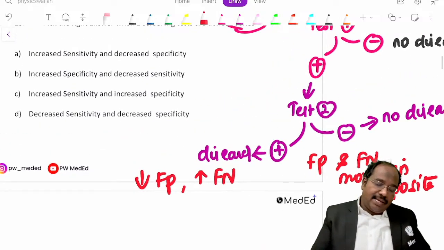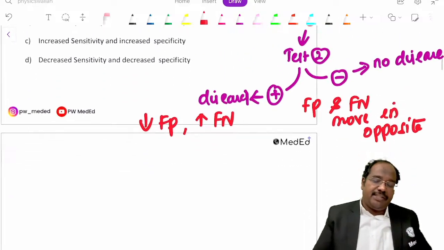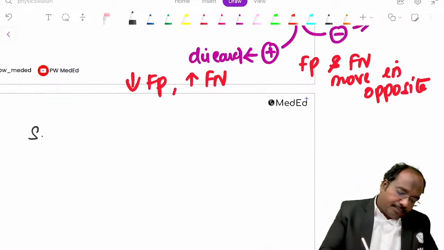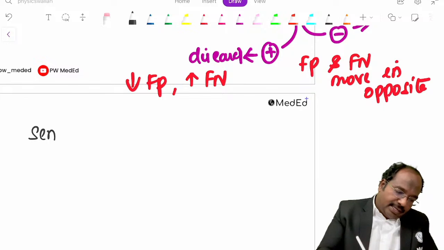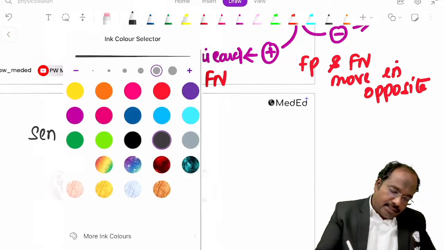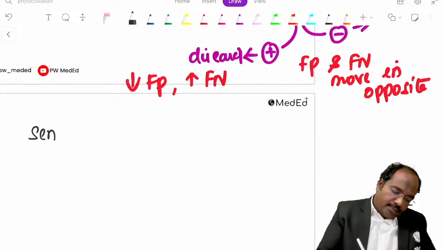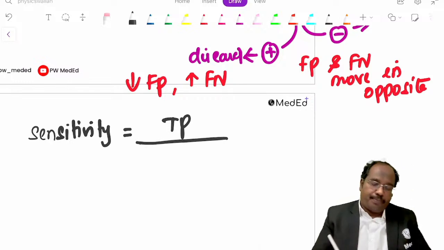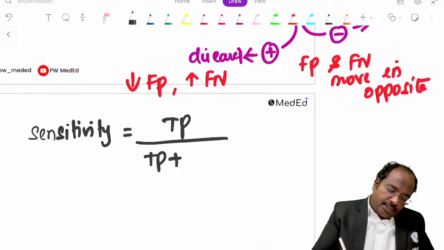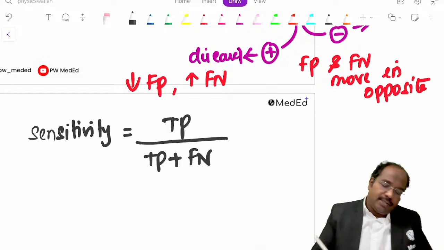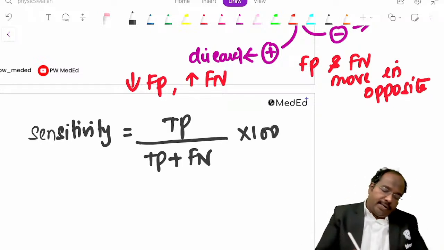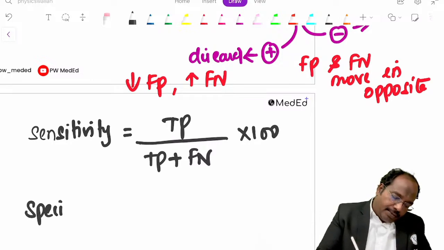Now what they are asking here is what happens to sensitivity and specificity. So what is the formula for sensitivity? Sensitivity is true positives divided by true positives plus false negatives, multiplied by 100. What is the formula for specificity?